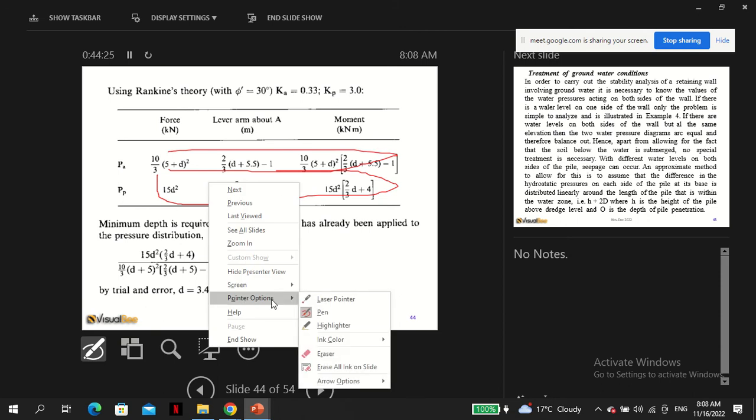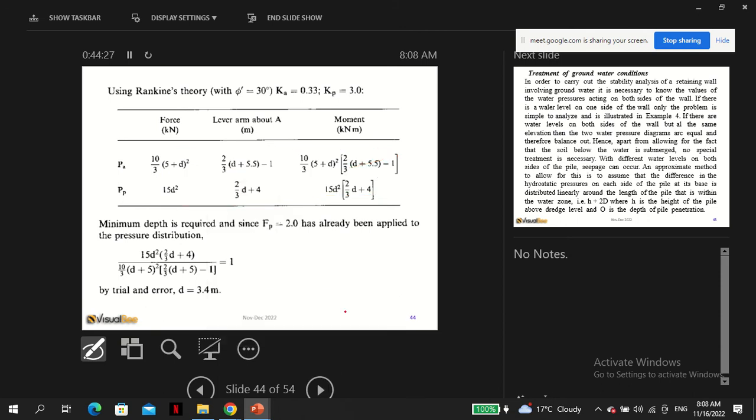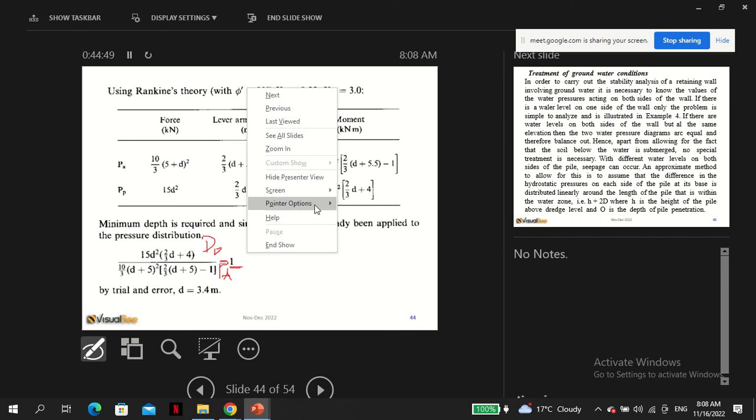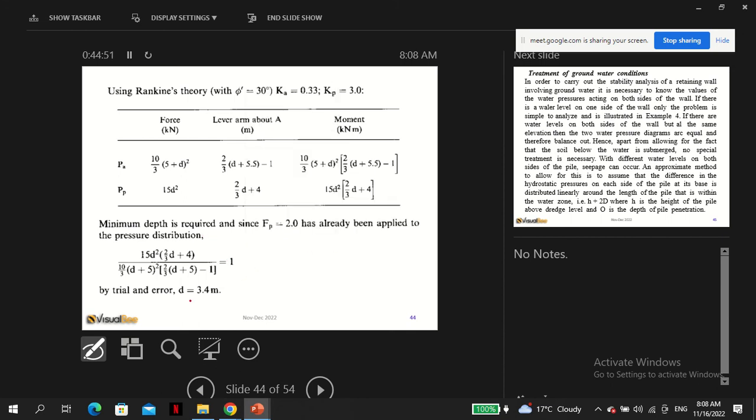If you have a question, you can stop me. Again, the ratio of the passive and active have to be, so this is the passive, this is the active, and the factor should be 1. More or less the same as what we did before. And by trial and error, you find the embedment length as 3.4.